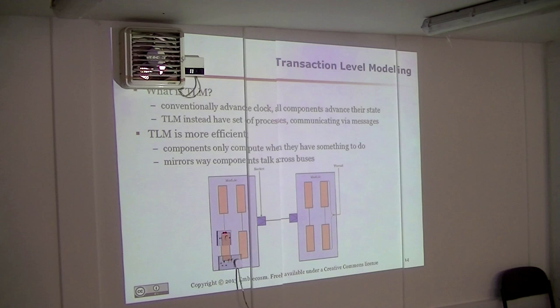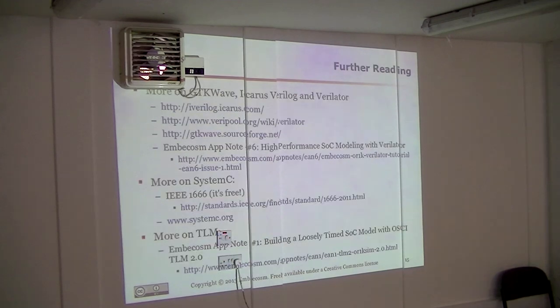This is really just to give you a flavour of what's potentially there, because what matters is further reading. GTKWave, Icarus and Verilator all have their own websites. Embecosm does a series of application notes. Application note 6 is about high performance SoC modelling with Verilator, and that will take you through a full example of, in fact, using Verilator to model the OpenRISC.